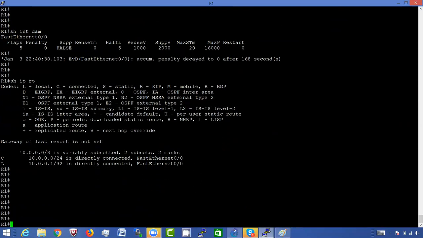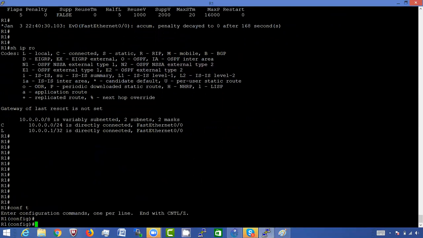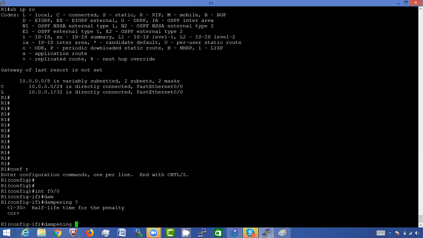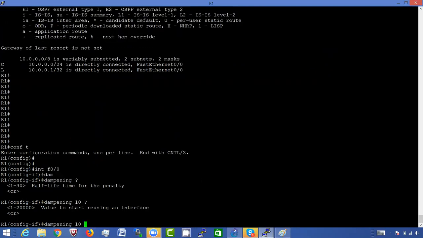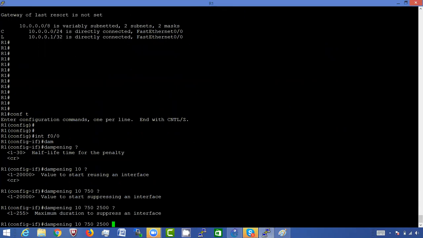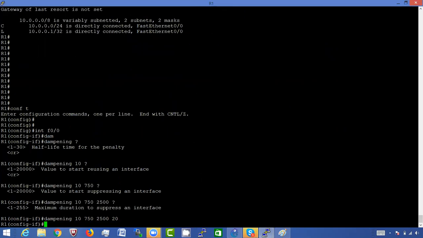There is a single command. If you want to change the setting, you can change that also. You just need to go on the interface and type dampening. See, you will find some of the options. Half-life time for the penalty. Let's say I will double it. I have put 10 seconds. Value to start reusing. Let's say I'm defining 750. Value to start suppressing. When to suppress, let's say I've defined 2500. Maximum duration to suppress, let's say I am defining 20.